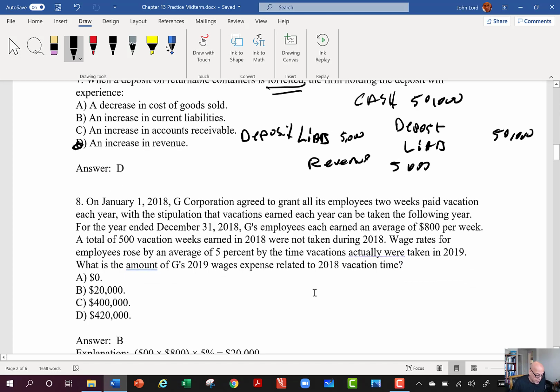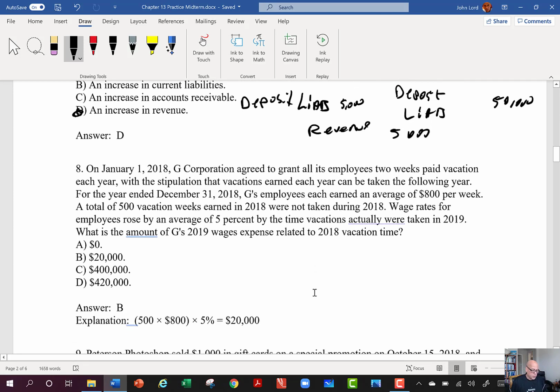Okay, good. Let's go ahead and take a look at this next one. I find that for a lot of these questions, the trick is making sure you know what they're asking you for. For the most part, with these questions that have some computations involved, they're either asking you for the expense or the liability. What's the expense? What's the liability? So don't get caught up trying to calculate the expense when they're asking for the liability, or of course vice versa. We don't want that.